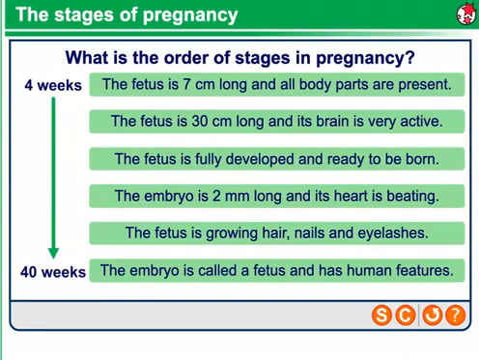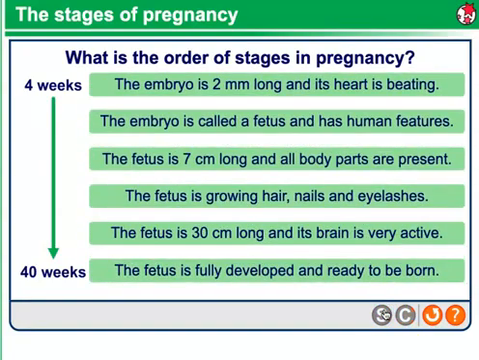So what is the order of stages of pregnancy based on what we just observed? From 4 weeks to 40 weeks, the embryo is 2 millimeters long and its heart starts beating at 4 weeks. Next, the embryo is called a fetus and has human features. Next, the fetus is 7 centimeters long and has all of the body parts that it needs. The fetus is growing hair, nails, and eyelashes. The fetus is 30 centimeters long and its brain is very active. And at 40 weeks, the fetus is fully developed and ready to be born.